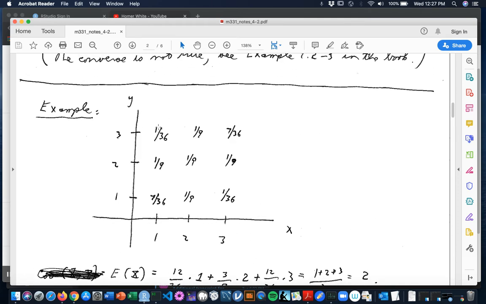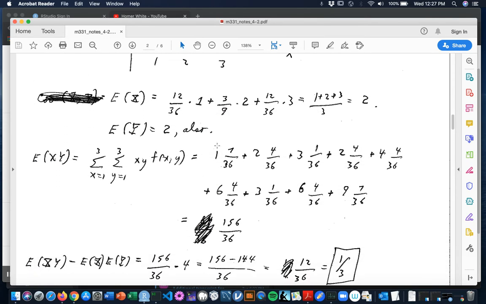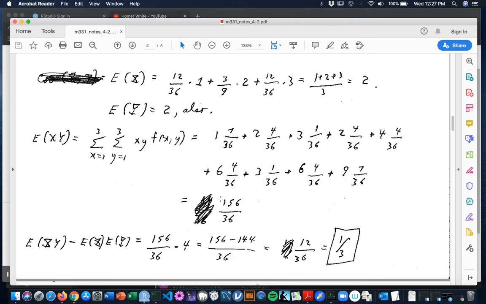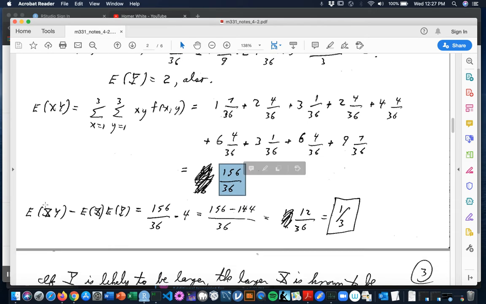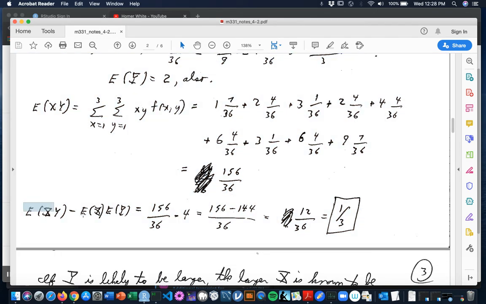And I'm just proceeding that way. I'm going up the column, and then I'm going to go to the next column and go up it, and the next column and go up it. And I'm writing down the sums that I get. And I slaved my way through it and got 156/36. So the covariance is that difference: 156/36 minus 2 times 2, which is 4. 4 turns out to be 144/36. So I get 12/36. The covariance is 1/3.